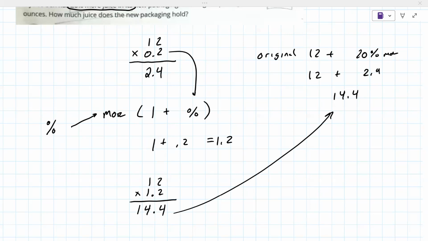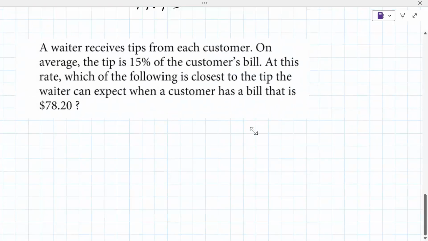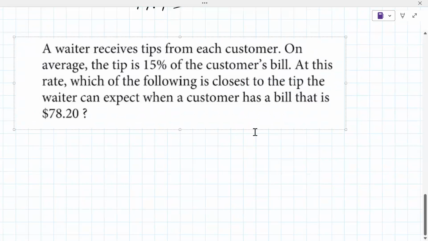Okay. So we're going to look at another problem here. This is actually an SAT question, believe it or not. But you're actually more than capable of doing this. So, all right. A waiter receives tips from each customer.